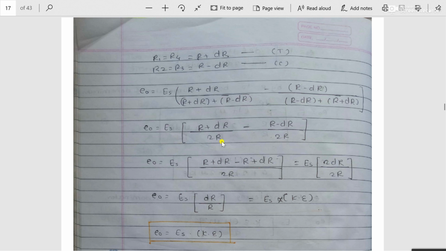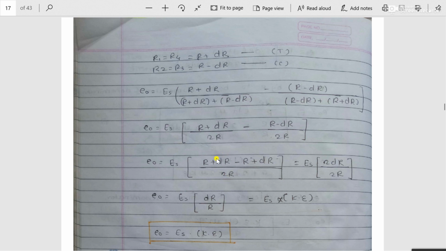By writing this 2R as it is at the denominator, you will get the equation E0 is equal to Es in bracket. This 2R I have written as it is by making the denominator the same, but at the numerator side we have to take the subtraction. So this R plus delta R as it is, this minus is also as it is, and if I give this minus sign inside to this particular bracket, this minus and this minus become plus, therefore minus R, and this minus minus becomes plus, so plus delta R, divided by 2R.